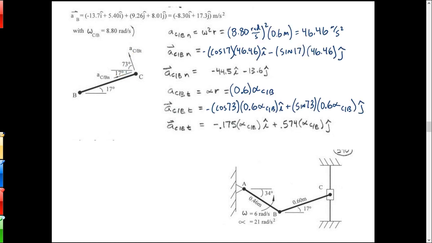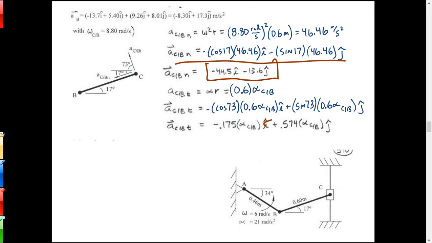So what we got for the magnitude of the normal is omega, which we found on 540 and 541. That's 8.8 squared times 0.6. And then, so that's the normal. It goes down left at 17 degrees, so I do the trigonometry on that and get it figured out.